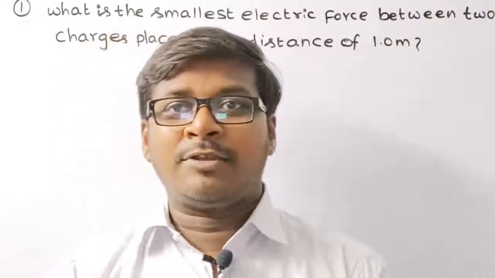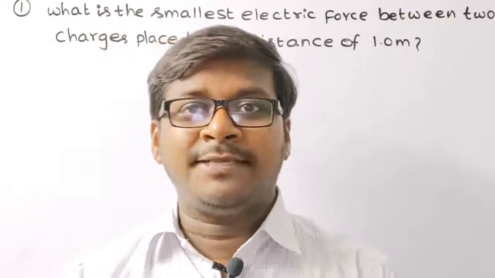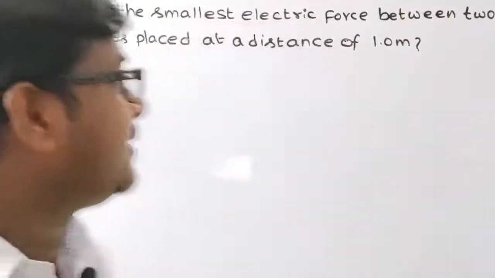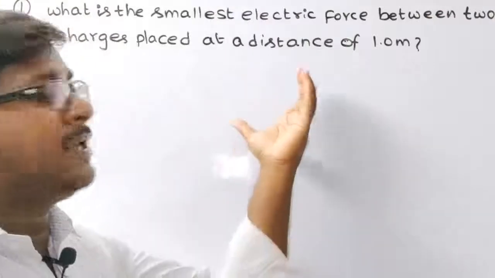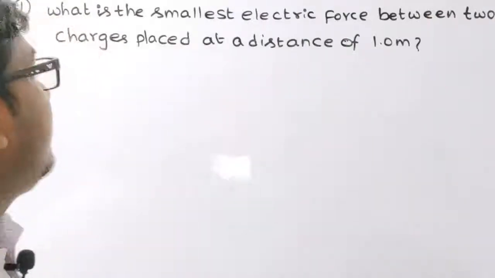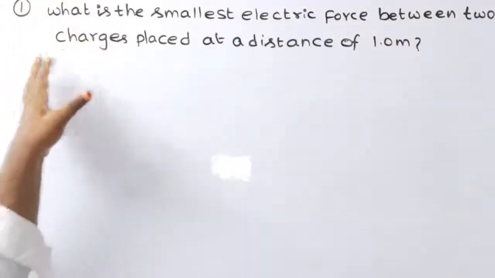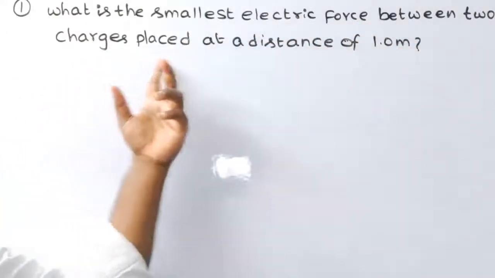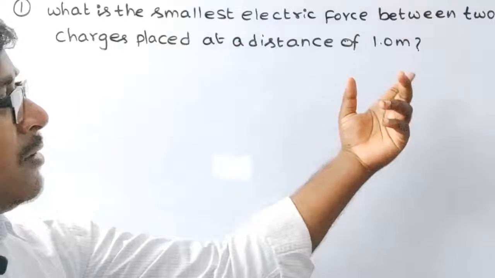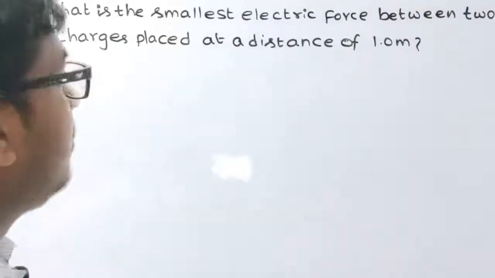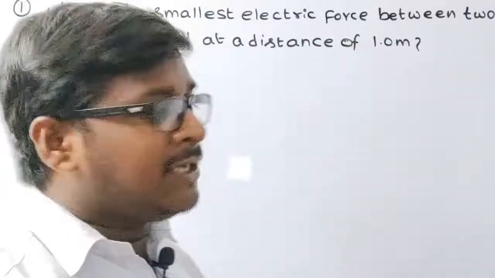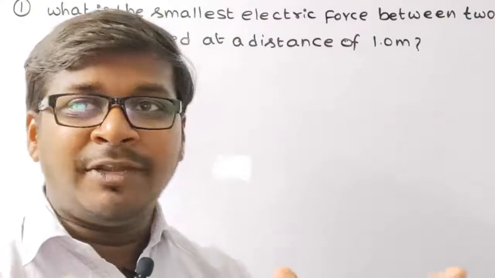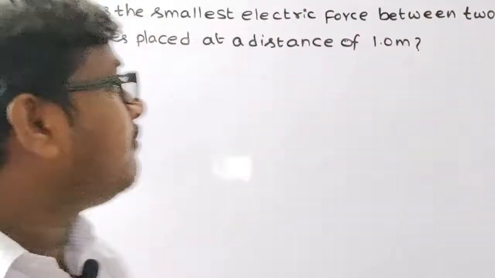So now we are going to discuss problems based on Coulomb's law. These problems are very important for NEET and JEE aspirants. First problem: what is the smallest electric force between two charges placed at a distance of 1.0 meter? Find out only the electric force between two smallest particles.